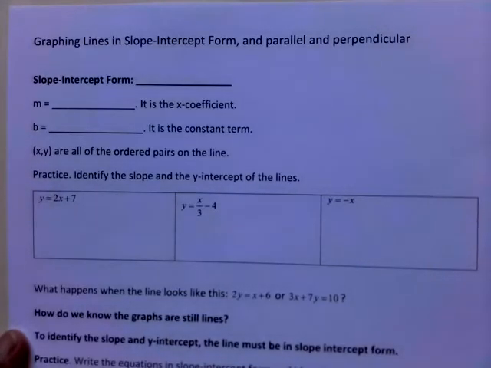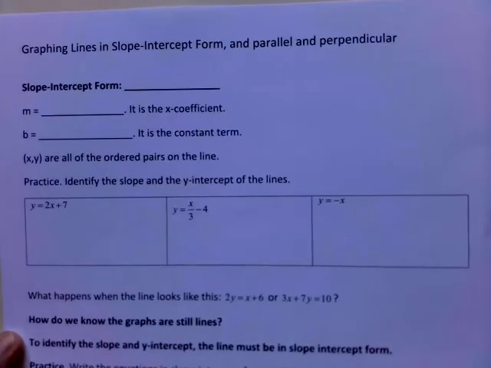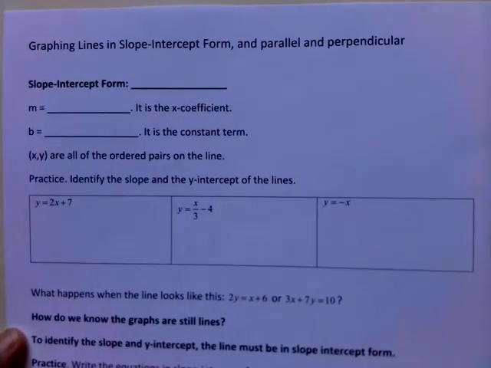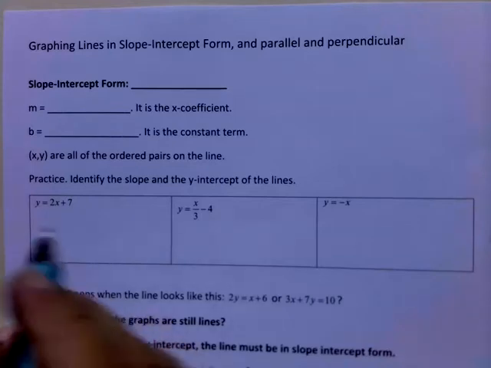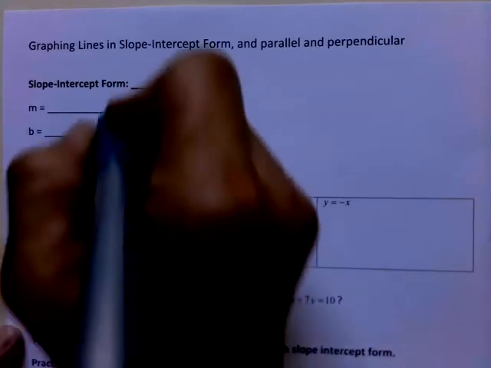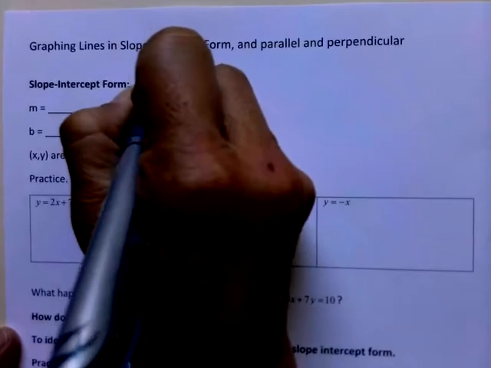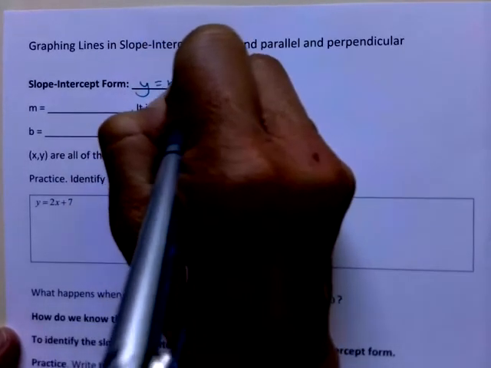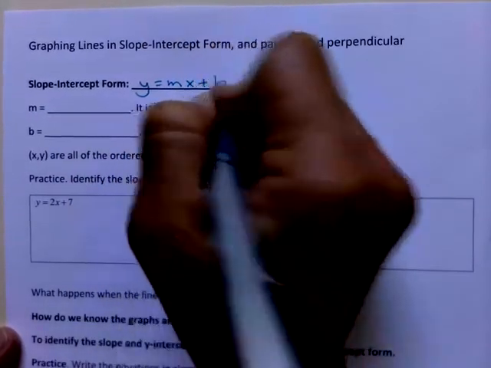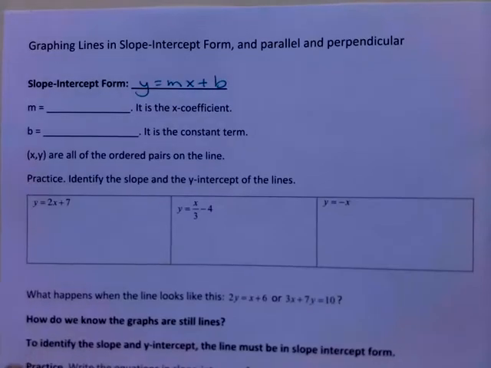So in this video, we're going to go over how to graph lines if they are in slope-intercept form, and we'll also talk about parallel and perpendicular lines. So slope-intercept form, what does that look like? y equals mx plus b. So when we say we want the line in slope-intercept form, this is what we mean.